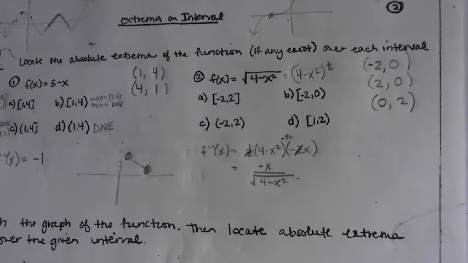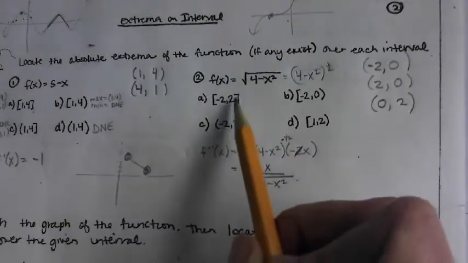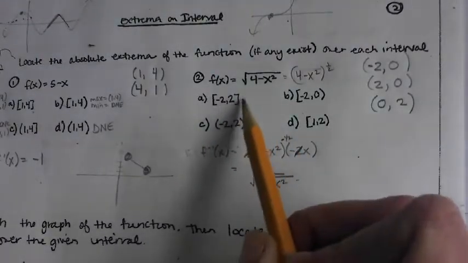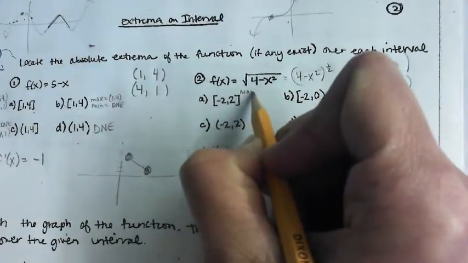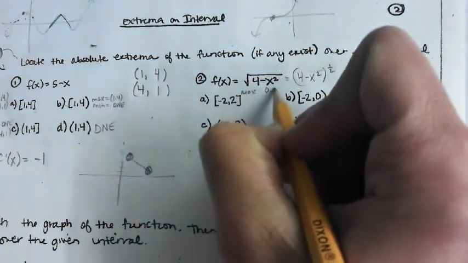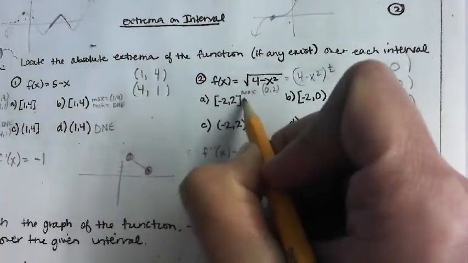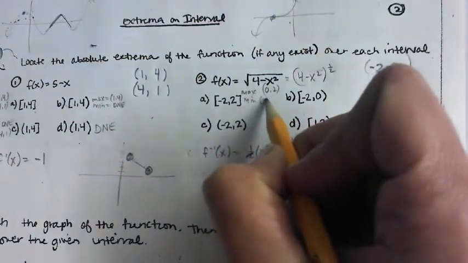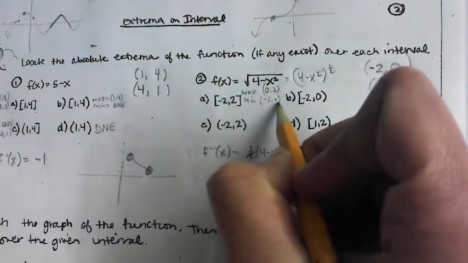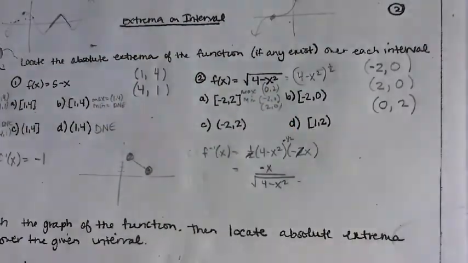So if we're including all endpoints, we have a max at (0, 2). And we have 2 minimums, (-2, 0) and (2, 0).